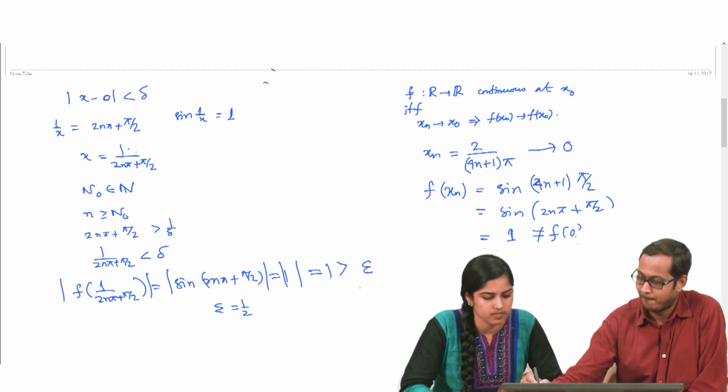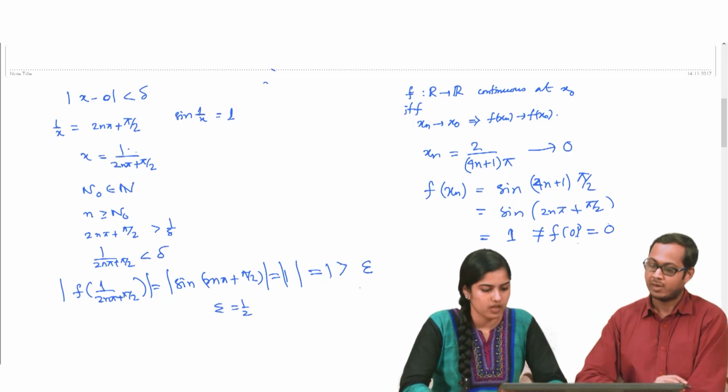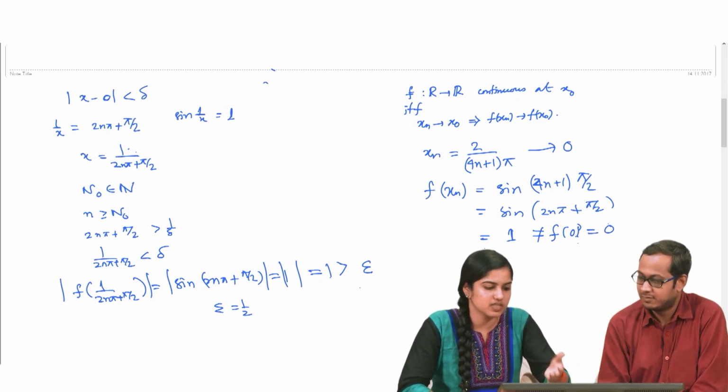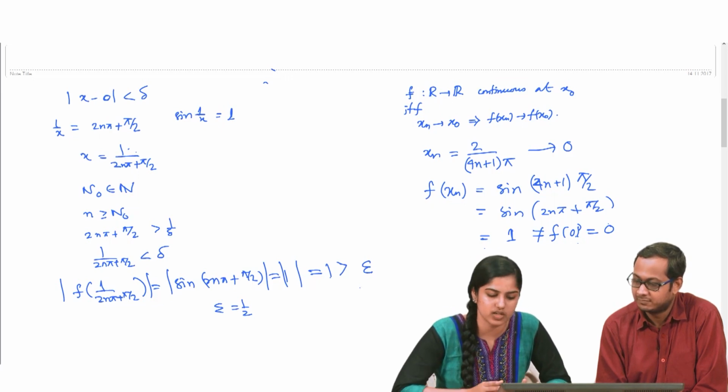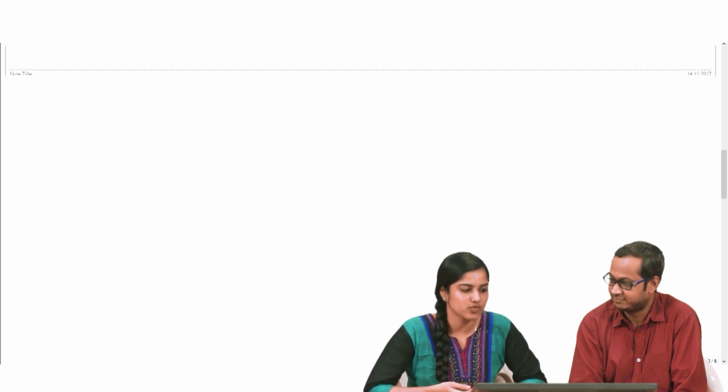So, what do you conclude from here? Using this result, we can say that f is not continuous at x naught. Our x naught here is 0. So this criterion of continuity is useful to say that a function is not continuous at a particular point. Okay, that's good. You understood the sequential approach of showing whether a function is continuous or not. Is it clear? Yes, ma'am.